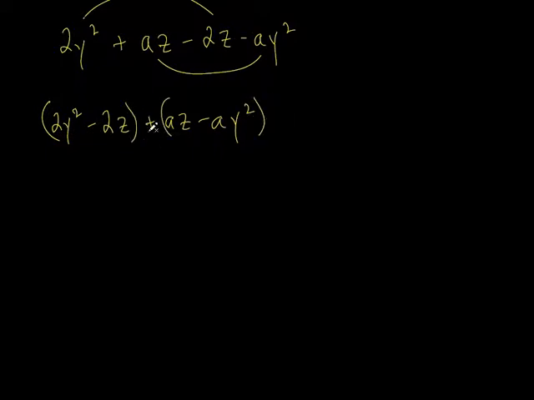So let's do it a little faster than what we did earlier. There's a 2 in common with both of these, so we factor out a 2, and we get y squared minus z. What's in common with these two? An a, right? And what do we get here? We get a z minus y squared.